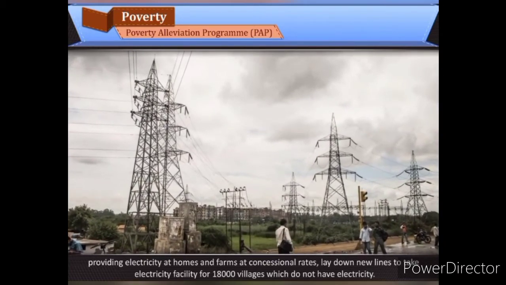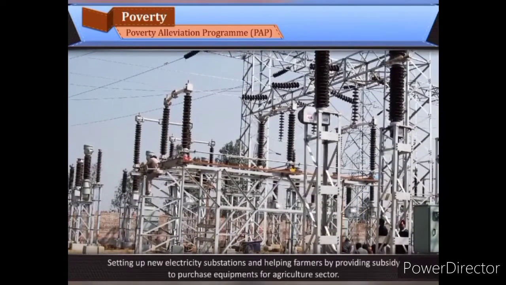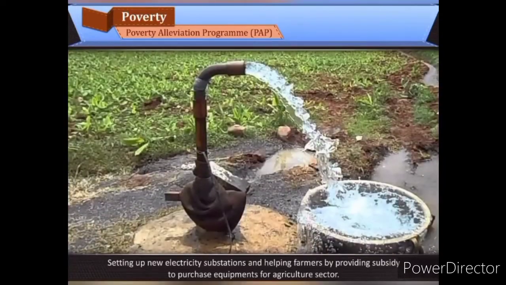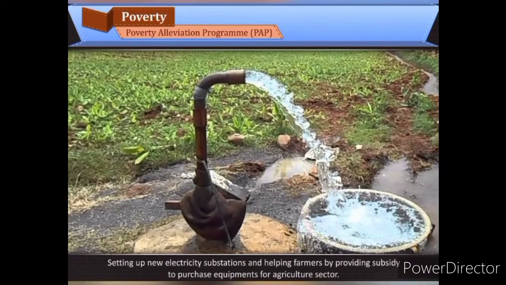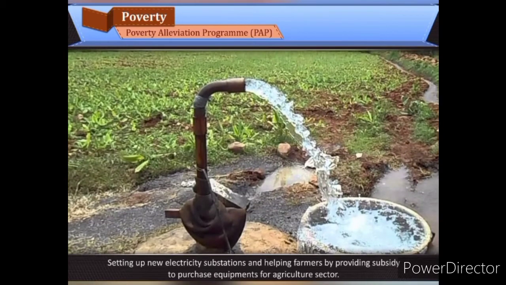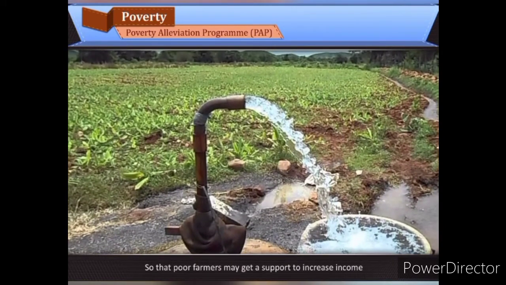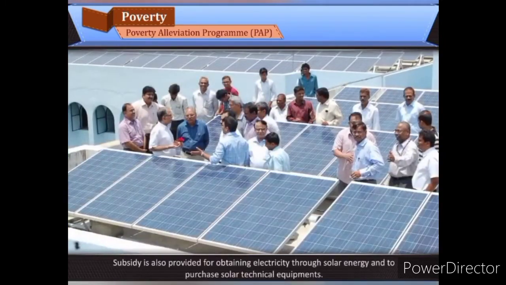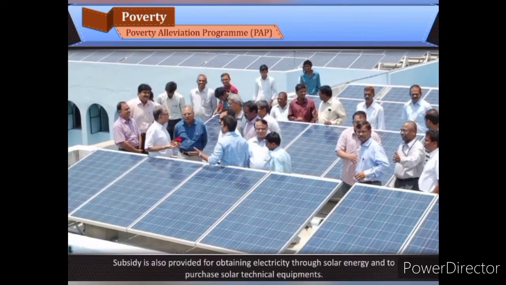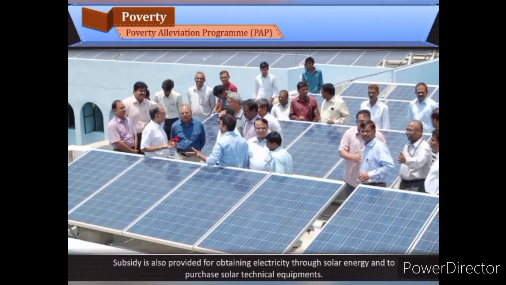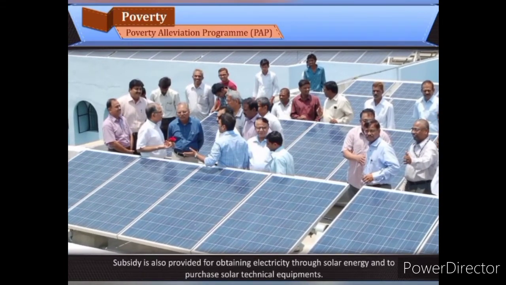do not have electricity, setting up new electricity substations and helping farmers by providing subsidy to purchase equipments for agriculture sector, so that poor farmers may get a support to increase income. Subsidy is also provided for obtaining electricity through solar energy and to purchase solar technical equipments.